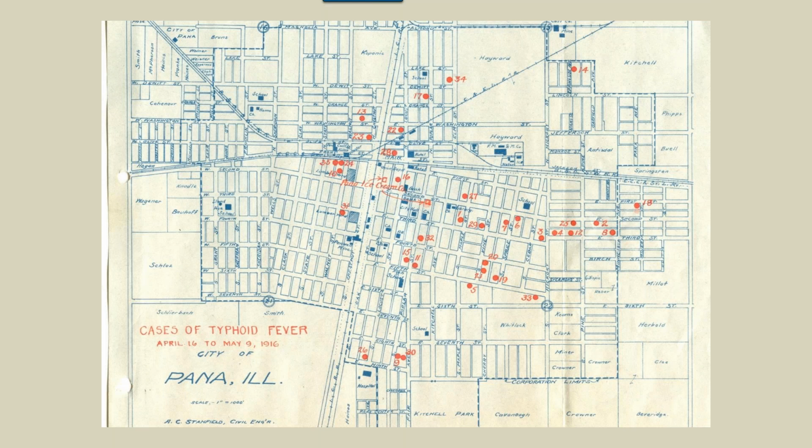And this is a map from 1916 of Pana, Illinois, and it's a typhoid outbreak, which I don't know if you can see it on your screen or not, but right in the center there's a little red square that says Pana Ice Cream Company. In the end, that's where they tracked this particular typhoid outbreak to, was the ice cream vendor in town. So, you can't make this stuff up.